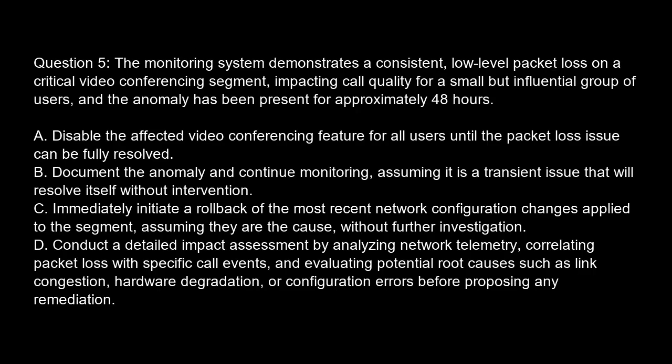Question 5. The monitoring system demonstrates a consistent, low-level packet loss on a critical video conferencing segment, impacting call quality for a small but influential group of users, and the anomaly has been present for approximately 48 hours. Option A. Disable the affected video conferencing feature for all users until the packet loss issue can be fully resolved. Option B. Document the anomaly and continue monitoring, assuming it is a transient issue that will resolve itself without intervention. Option C. Immediately initiate a rollback of the most recent network configuration changes applied to the segment, assuming they are the cause, without further investigation.